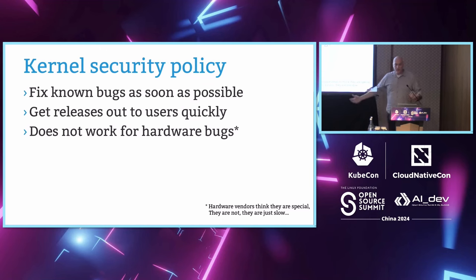Cool, so what is our policy? Our policy is fix it as soon as possible, get a release out to users as soon as possible, but this doesn't work for hardware bugs. Spectre, Meltdown, CPU vendors, they think they're special. They're not, they're just slow. I routinely get bug reports from CPU vendors like, hey, we found this bug, we'll fix it in 18 months. I'm like, oh, don't tell me. I don't want to know this.